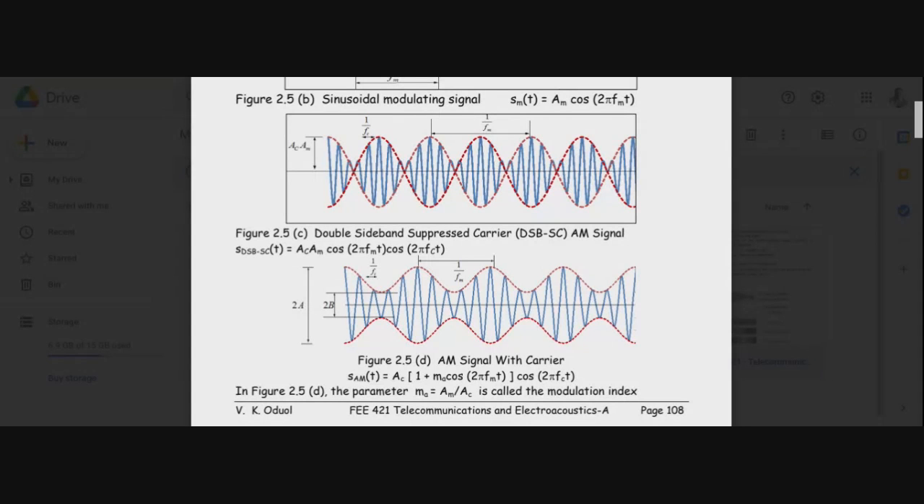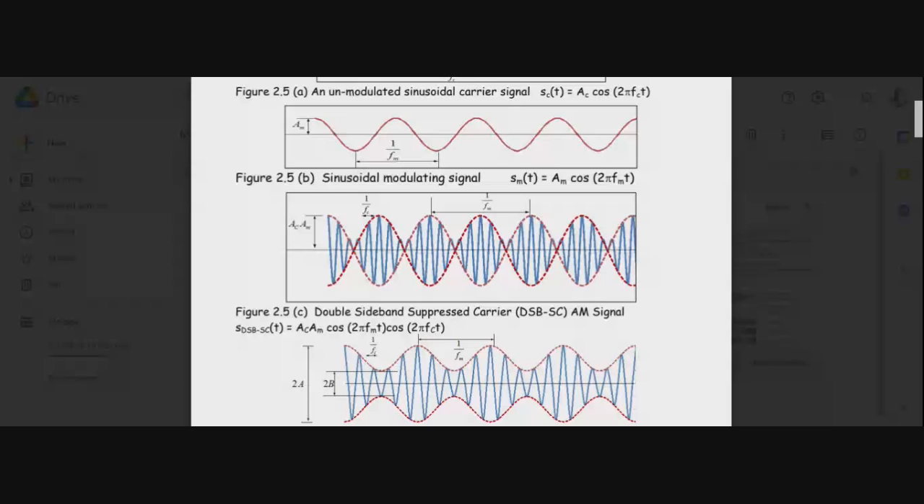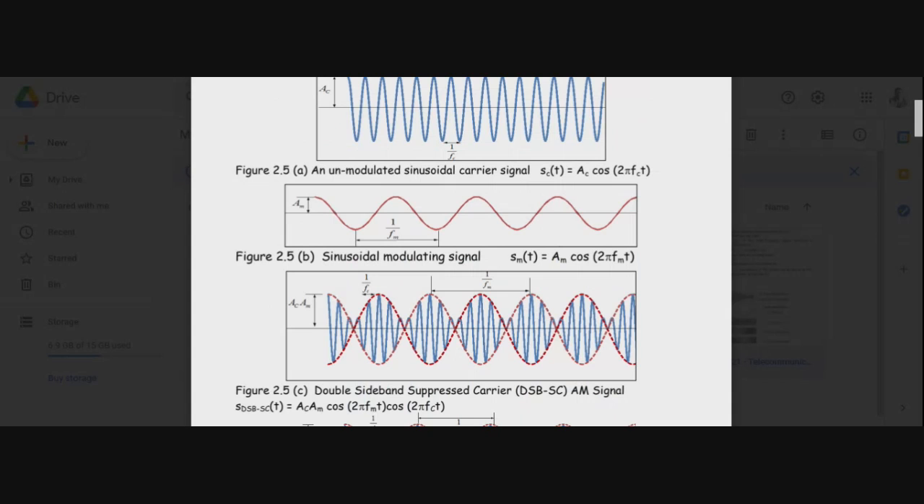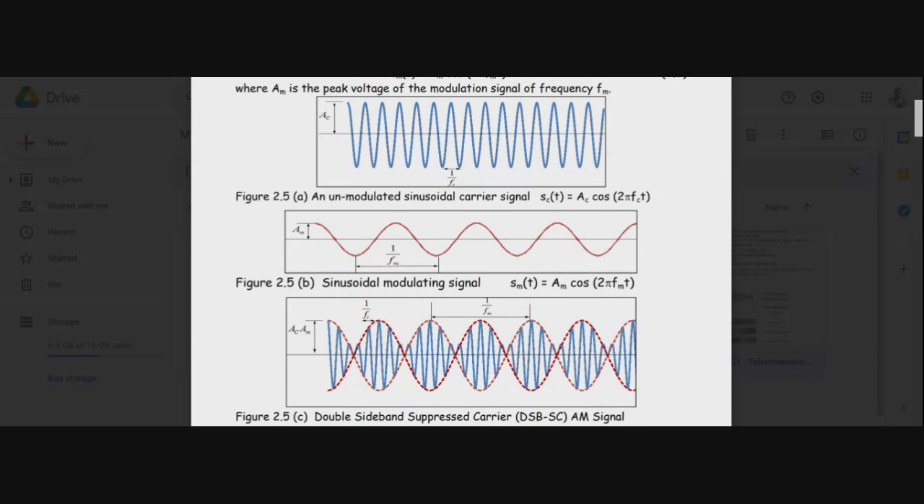So what happens? Let me show you. The modulating signal is this signal in 2.5b. That's the one you use to multiply with the carrier. You take the carrier, which is in A, and you multiply by the modulating signal. The modulating signal is the signal that carries the message. And when you multiply those two, you get the signal in 2.5C.